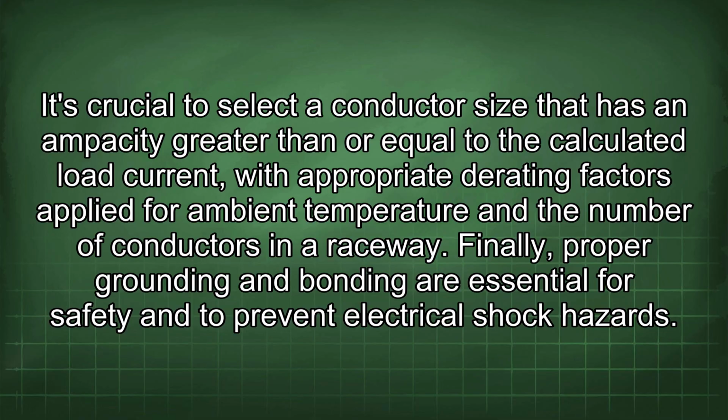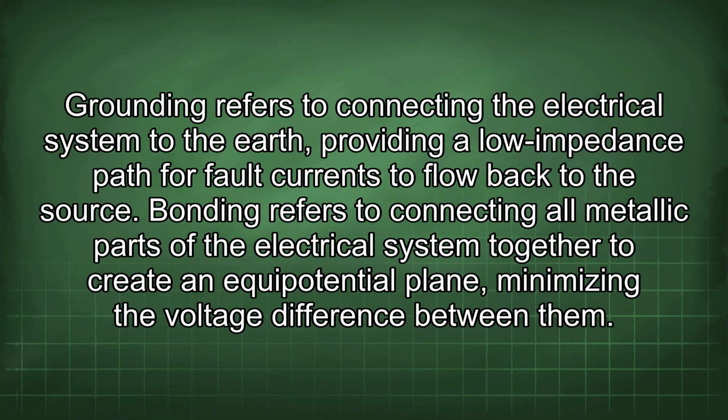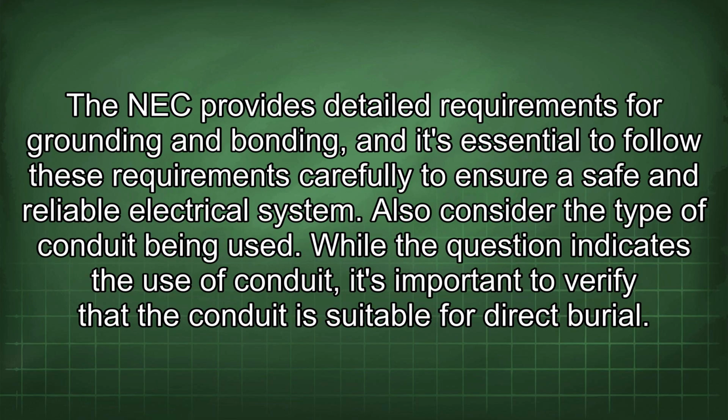Finally, proper grounding and bonding are essential for safety and to prevent electrical shock hazards. Grounding refers to connecting the electrical system to the earth, providing a lower impedance path for fault currents to flow back to the source. Bonding refers to connecting all metallic parts of the electrical system together to create an equipotential plane, minimizing the voltage difference between them. The NEC provides detailed requirements for grounding and bonding, and it's essential to follow these requirements carefully to ensure a safe and reliable electrical system.